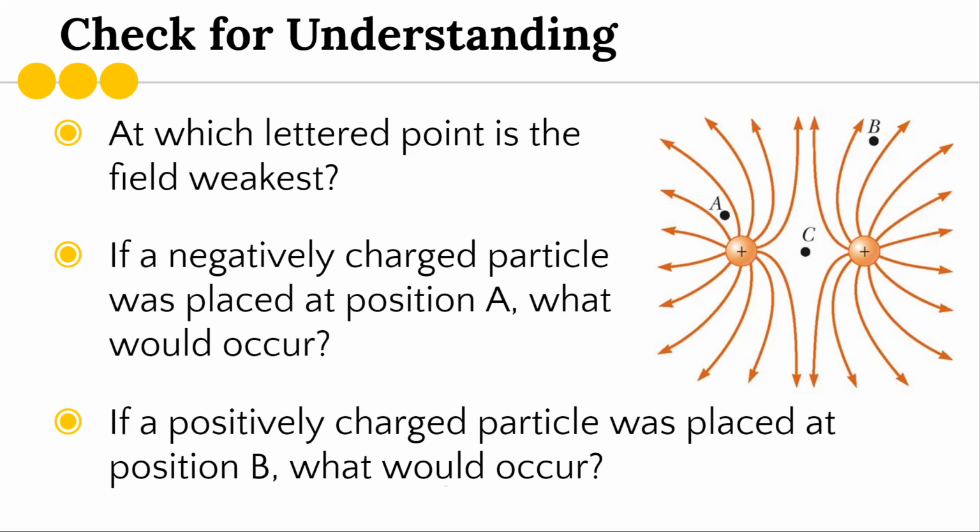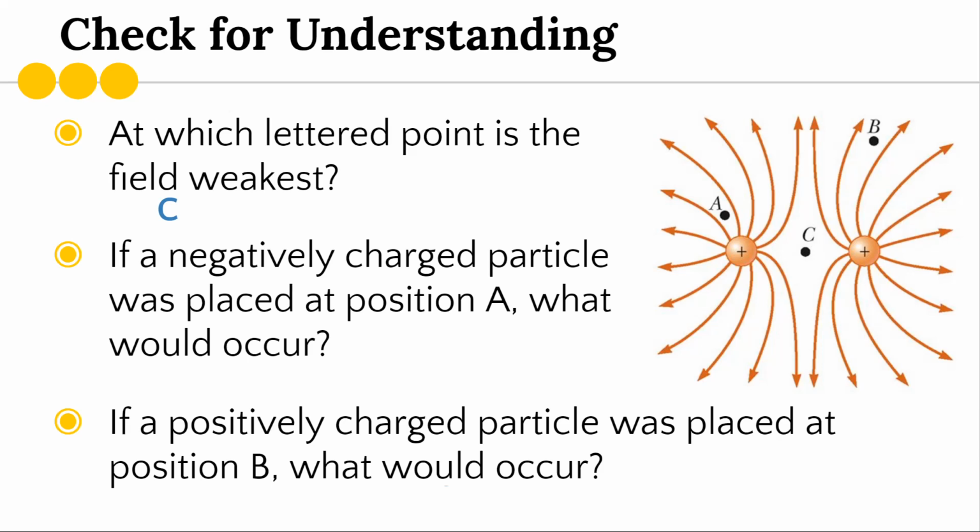All right, so now I have two positive charges, and I have 3 points labeled in the field: A, B, C. At which lettered point is the field weakest? How do I know how strong or weak the field is? What do you think, Alex? If it has fewer lines. Yeah, fewer lines, sure. So if it has fewer lines, it'll be weaker. So where do you think it is weakest? C. Yeah, point C. Those lines are farther apart, so you'd have the weakest field at that point.